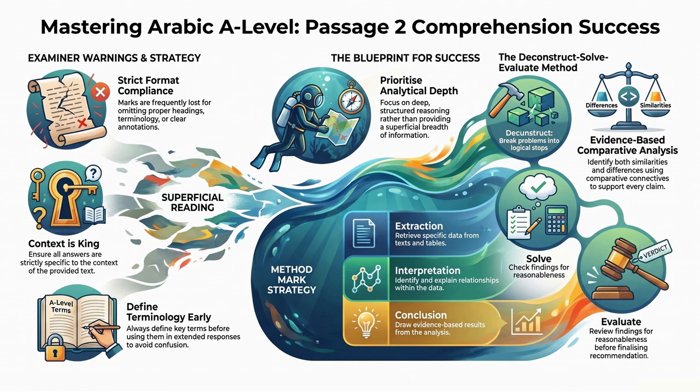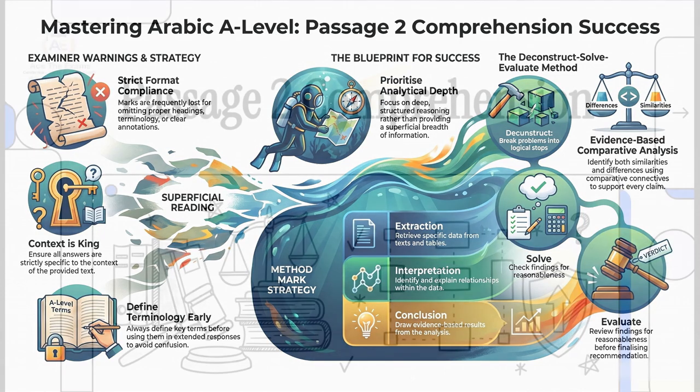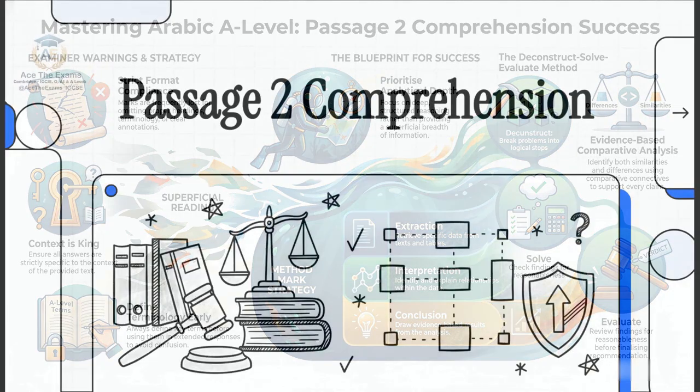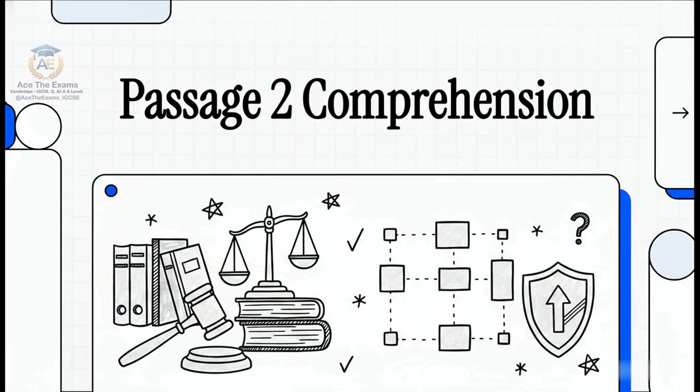Welcome, Junior Counsel, to today's Explainer, where we are going to treat the Cambridge AS and A-Level Arabic Passage 2 Comprehension as the ultimate boardroom trial. I am your presiding judge today, and we are looking at exactly how you can build an airtight, bulletproof case to secure maximum marks. Consider this your briefing for a very difficult 15-mark Cambridge question. This is the case, and we're going to win it. Let's get right into it.